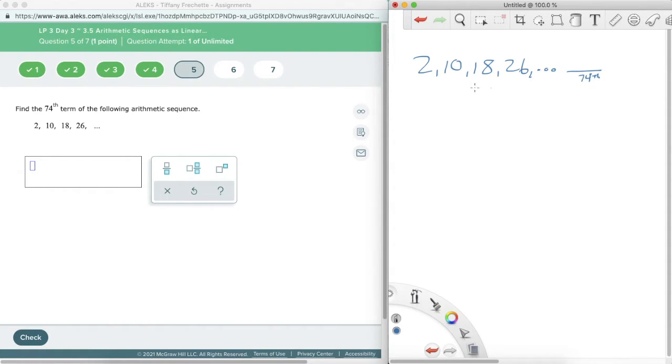So this is the first, this is the second, this is the third, right? I'm just showing you fourth. Well, I want to go all the way to the 74th. I don't want to just find a pattern and have to complete that pattern 74 times to get there. That would be too much. I don't want to have to do that.